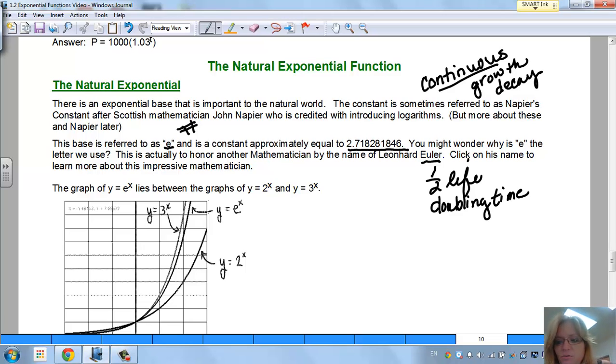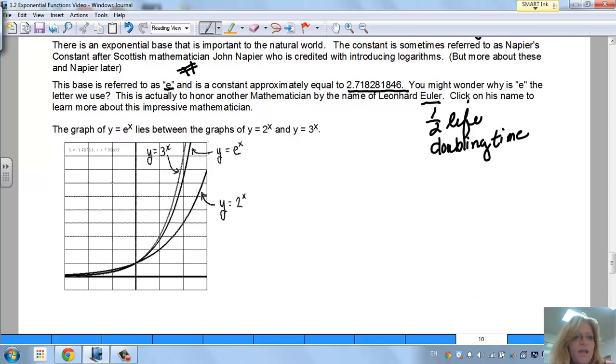Well, let's get back to the natural exponential function. Since base e is 2.71, if we were to graph y equals 2 to the x and then y equals 3 to the x, do you see how 2.71 is close to 3? So the exponential function y equals e to the x is very close to y equals 3 to the x.